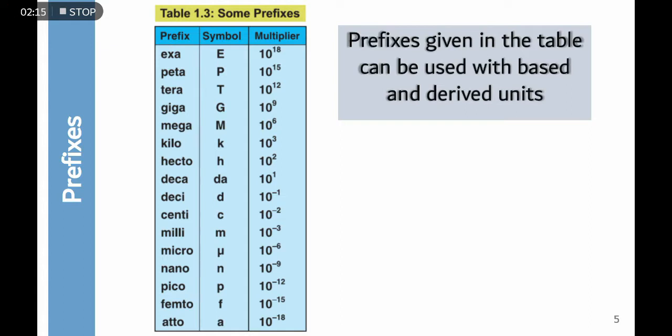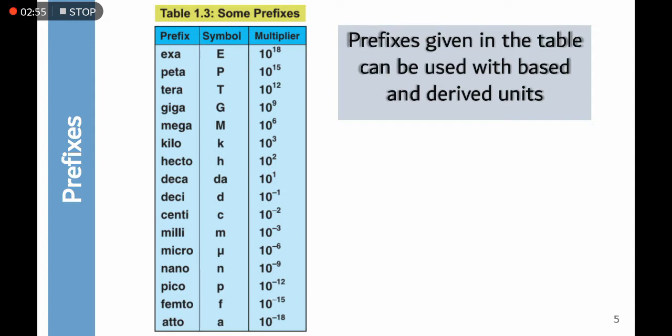Now consider table 1.3 showing some prefixes. This table has 3 columns: prefix, symbol, and multiplier. Exa, symbol capital E, multiplier 10 raised to the power 18. Prefix peta, symbol capital P, multiplier 10 raised to the power 15. Prefix tera, symbol capital T, multiplier 10 raised to the power 12. Prefix giga, symbol capital G, multiplier 10 raised to the power 9. Prefix mega, symbol capital M, multiplier 10 raised to the power 6.